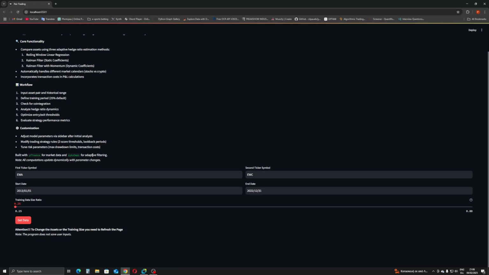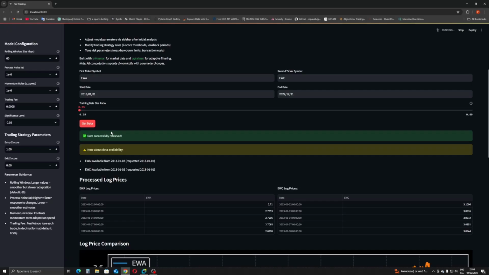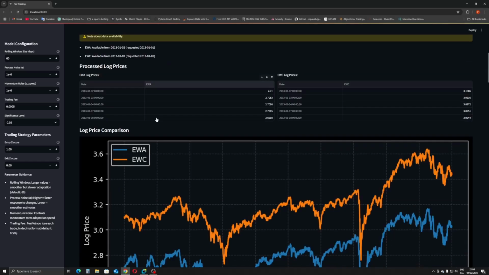So 25% here would be around 2 years worth of data. So we're just going to use the default values for now. We're going to get our data. And here it will plot all the things that we need to see and take into consideration. So first things first, we have the head of our data frame. We can see that the dates correspond.